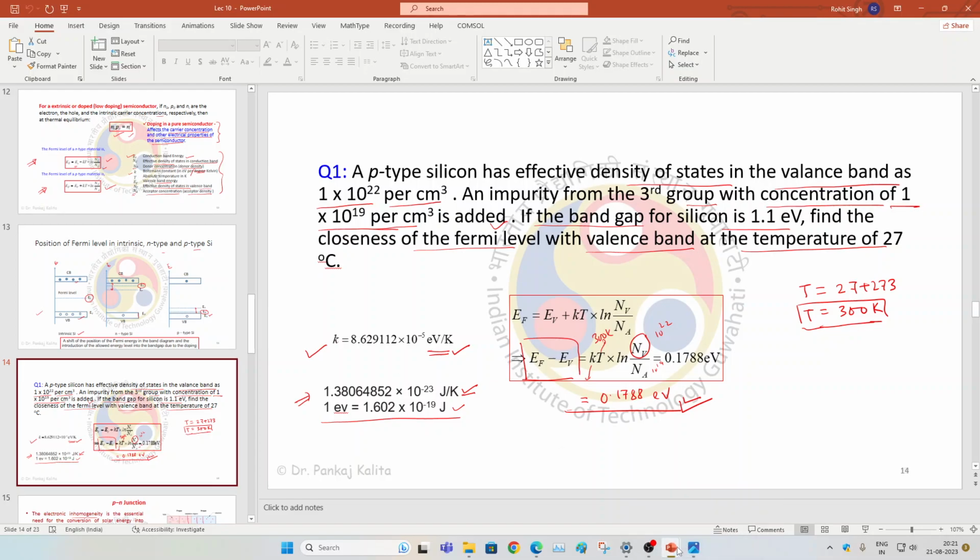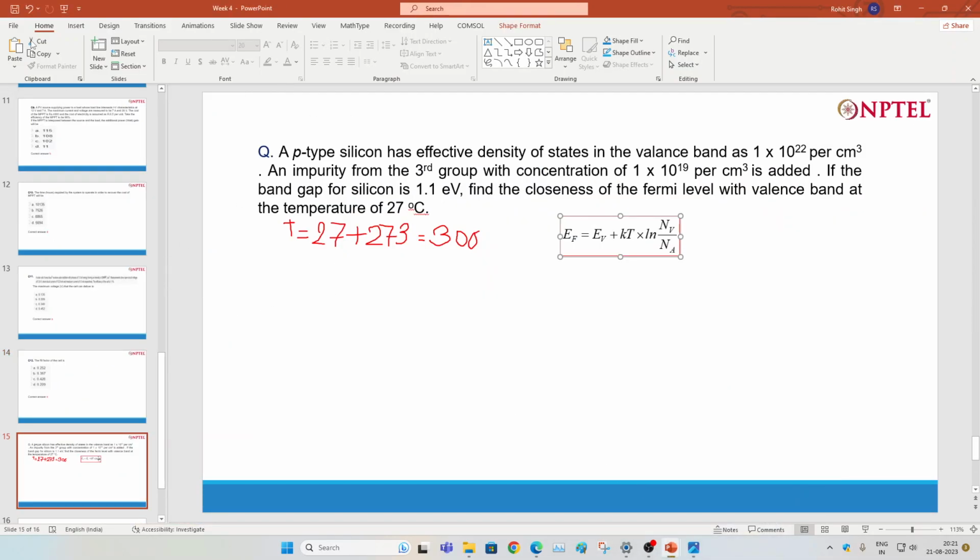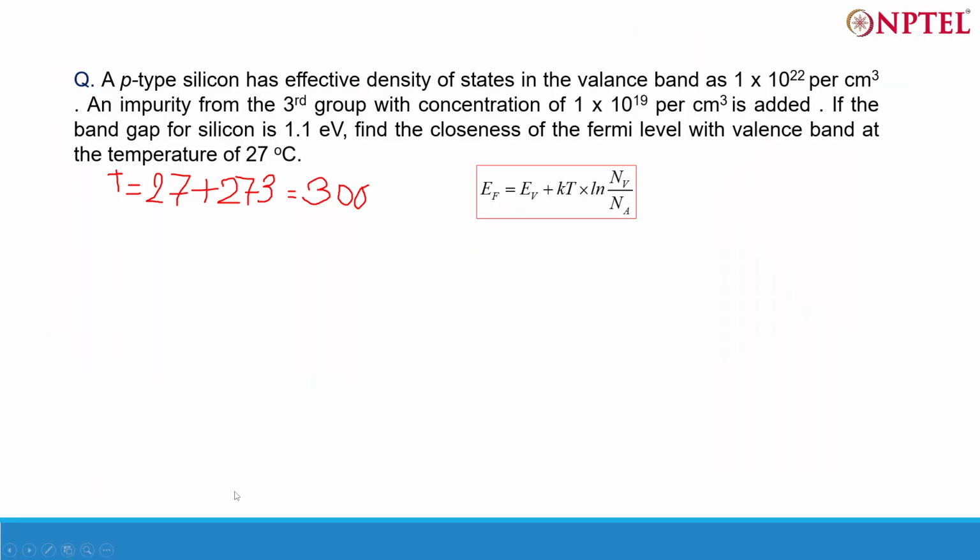Okay, so let's calculate it. It is saying if the band gap of silicon is 1.1 electron volt, find the closeness of the Fermi level with the valence band at a temperature of 27 degrees Celsius. So closeness is basically the difference.